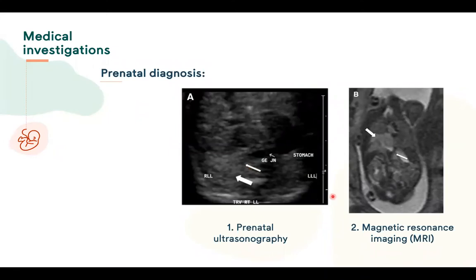The MRI shows the fetal pulmonary lesion, the large arrow, and here we can clearly identify the tubular structure that raises suspicion of the presence of the esophageal lung.